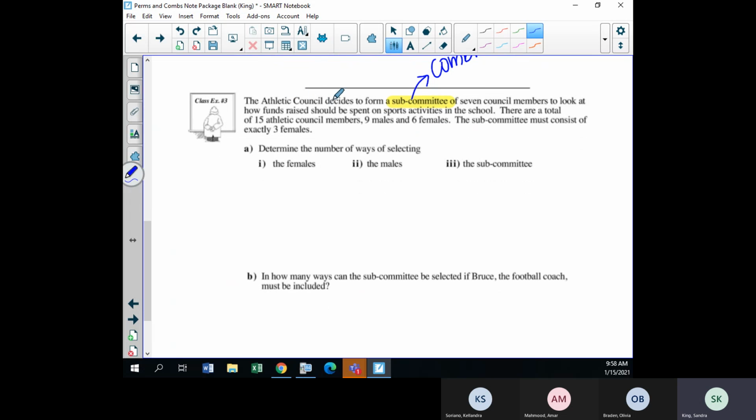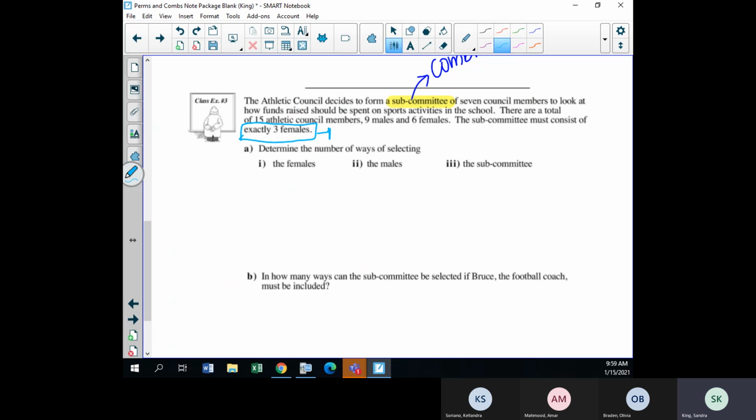So what it says is the athletic council decides to form a subcommittee. They want a subcommittee of 7 council members, and there are 15 council members total. From the original council, there are 9 males and 6 females. The subcommittee must consist of exactly 3 females. Okay, so let's box in: the subcommittee must consist of exactly 3 females.